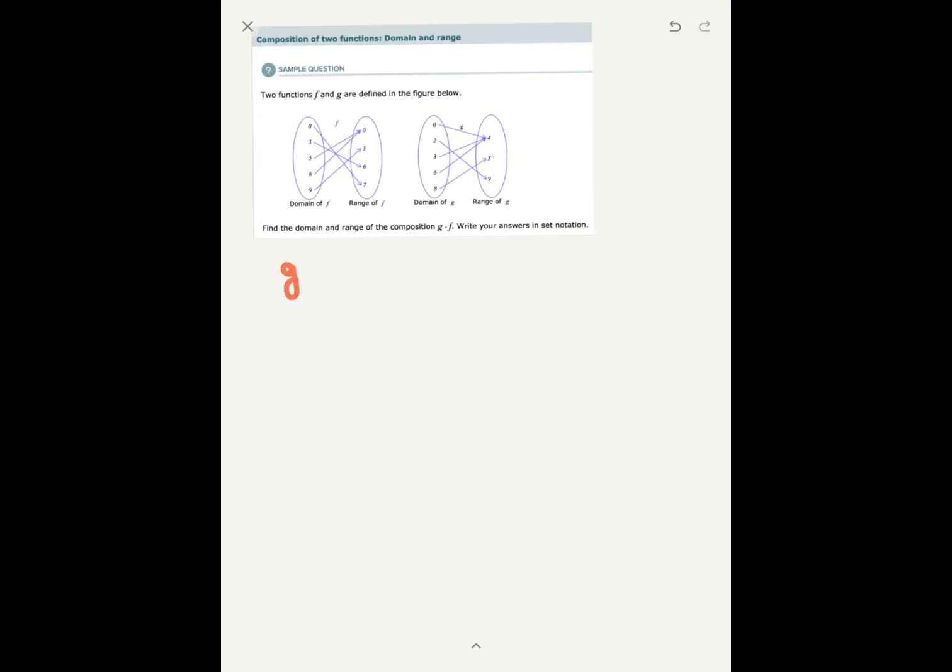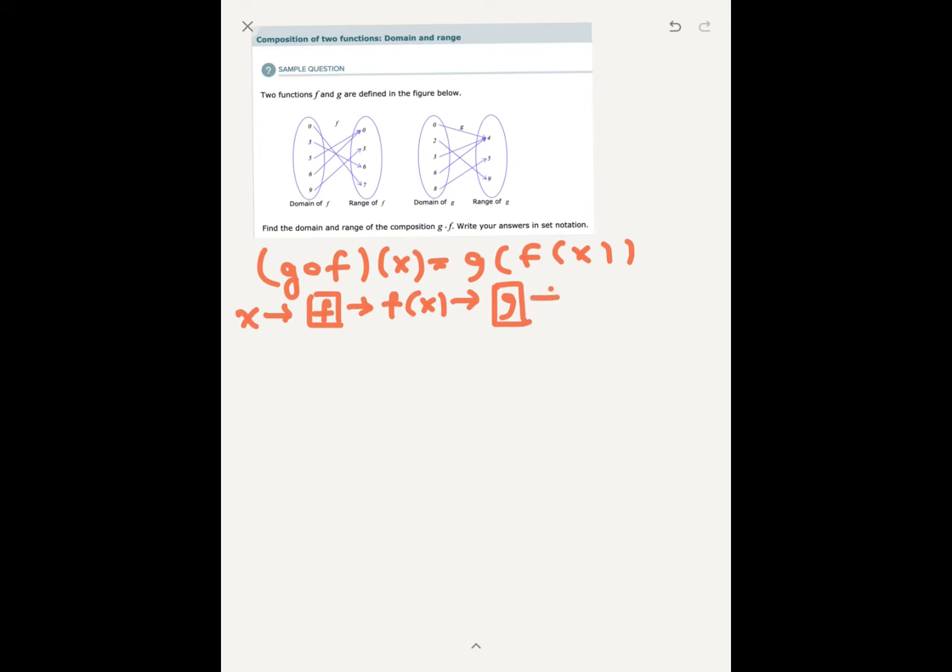So I am taking g of f of x, and that means that I take an x value and I plug it into the function f. I get an output. We can call that output f of x. Then we plug that into the function g, and the output from that we call g of f of x.